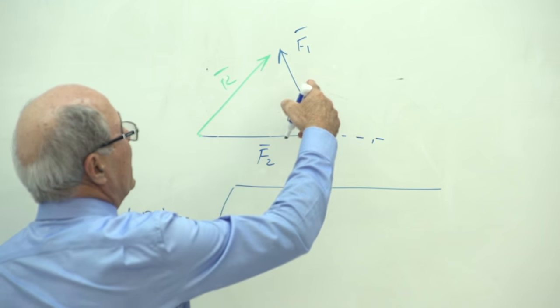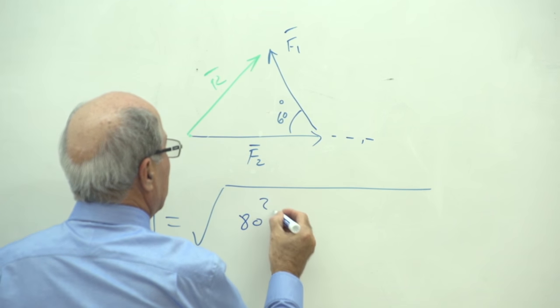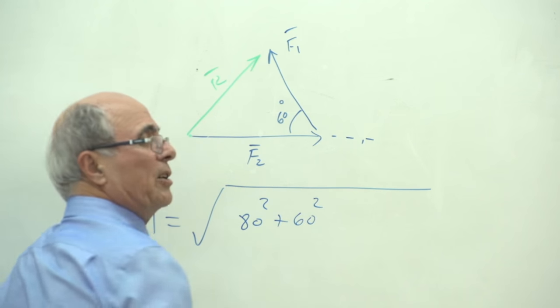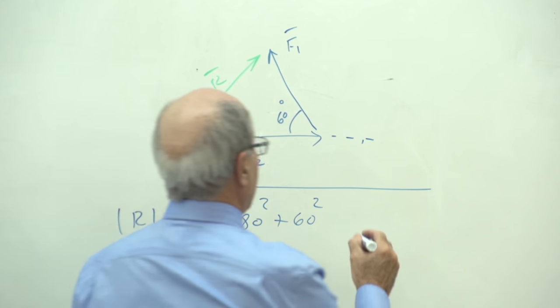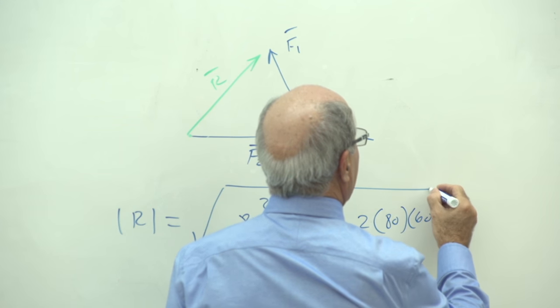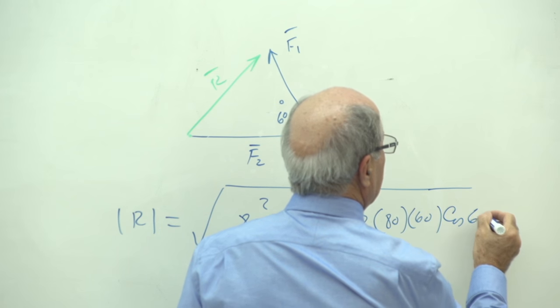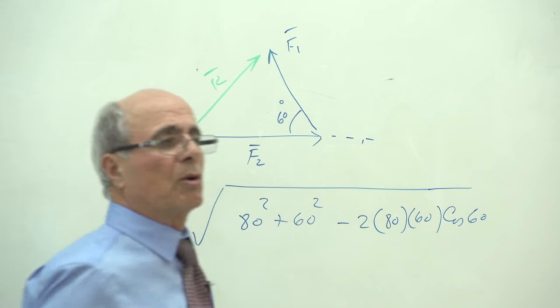Is it this square and that square? This one is 80 square and the other one is 60 square. Is that correct or not? Yes? Minus 2 times 80 times 60 times the angle between the two, which is 60 degrees, so cosine of 60 degrees. And that is your R.